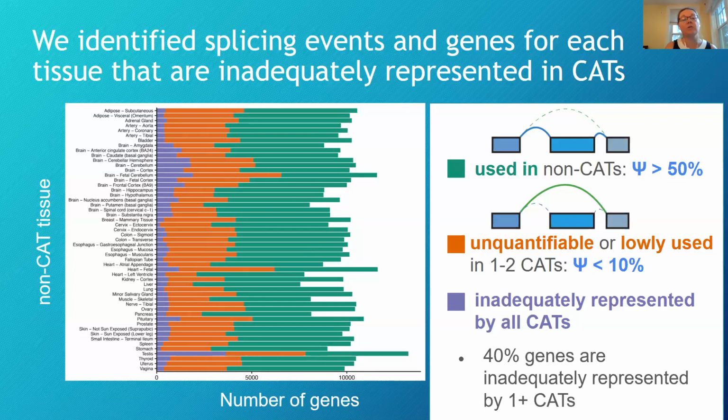So it turns out that when you quantify this across all tissues, 40% of genes are inadequately represented by at least one CAT. So if you were going to just pick without thinking about it, you were going to miss mutations. If you do RNA-seq and you aren't thoughtful about what tissue you use, you're going to miss about 40% of mutations, not because of any technical issues, but only because either the expression or the splicing isn't present there.